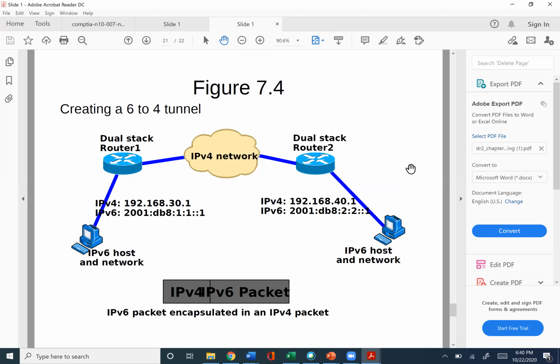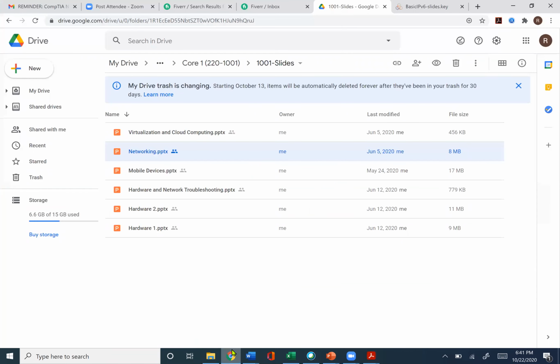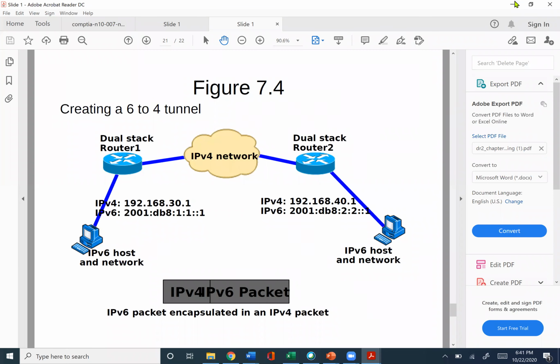IPv6 has trillions of IPs. Think about it, it's 128 bits, so 2 to the power 128. I'm not sure how much that is. Yes, so it's about 340 trillion trillion trillion addresses that you can have.